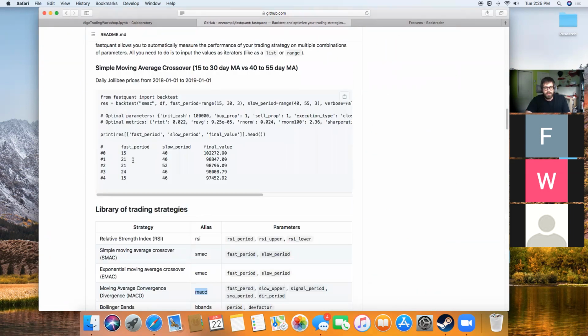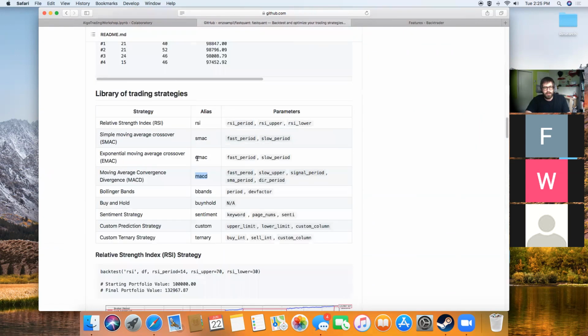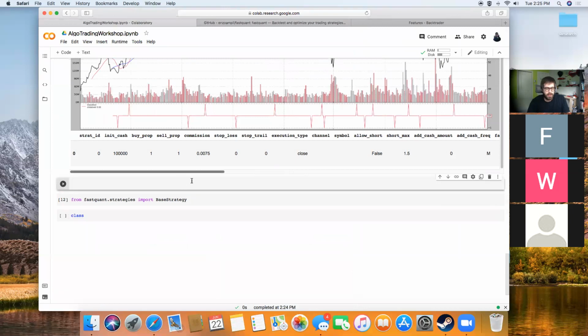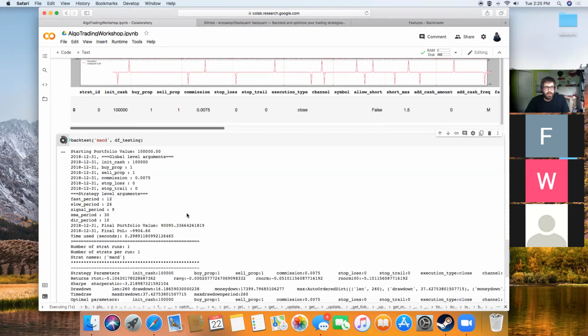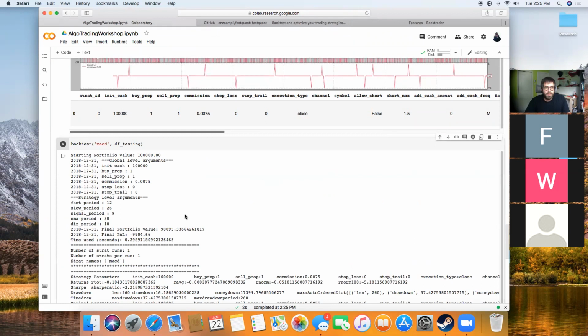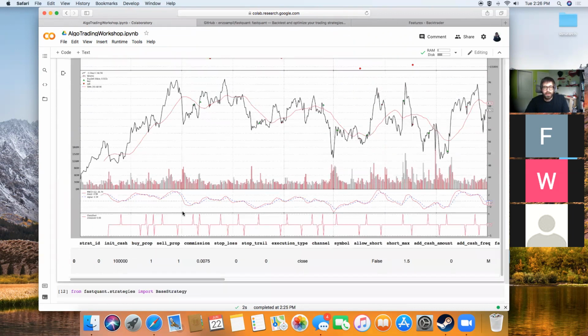Actually, because these are built-in strategies, right? So if you want to apply this one, all you have to do is do backtest, and pass the name of the strategy and the data you have. And here it is. Maybe what we could do is try to combine two indicators together. It probably has no value, but just for the sake of implementing something ourselves.